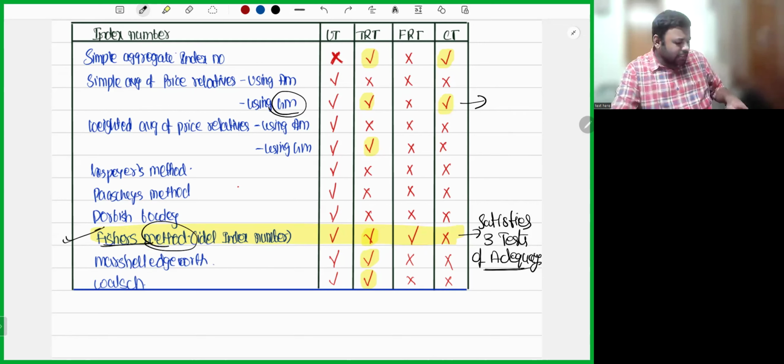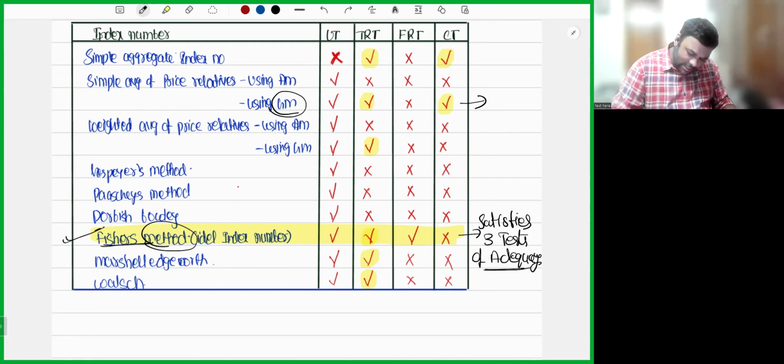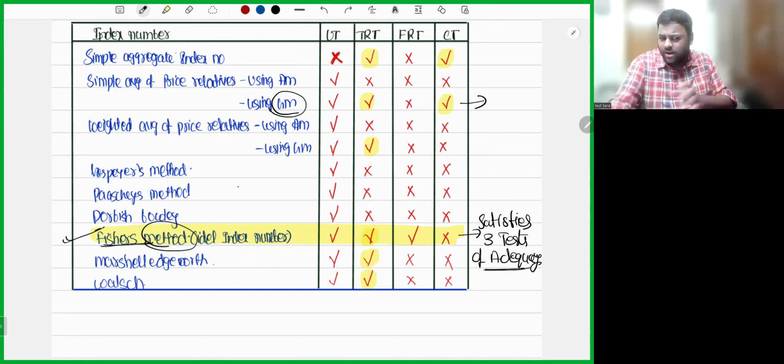But I said already, Fisher's index number was developed around 1950 to 60. No country uses this. India uses Laspeyres. All the developed countries use Paasche. Nobody uses Fisher's index number in real life. They only use Laspeyres and Paasche.